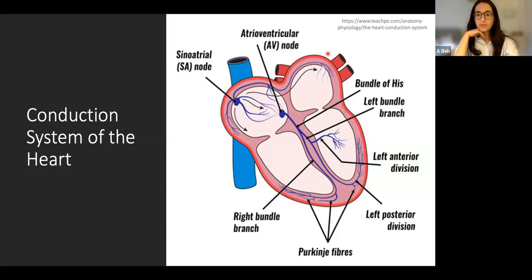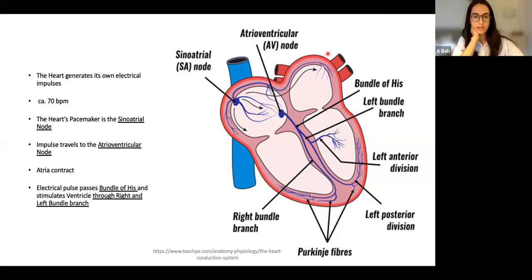And now onto the conduction system of the heart. So the heart has its own tissue that generates electrical impulses, so the heart can pump the blood into the body. The heart's resting pulse is around 70 beats per minute. And the heart has its own pacemaker, which is called the sinoatrial node. So the sinoatrial node is the pacemaker of the heart, and the sinoatrial node generates electrical impulses.